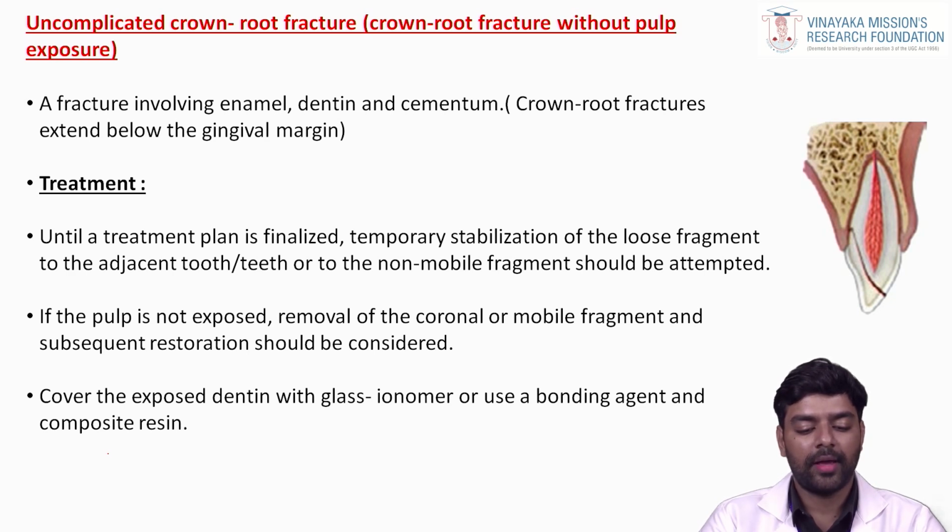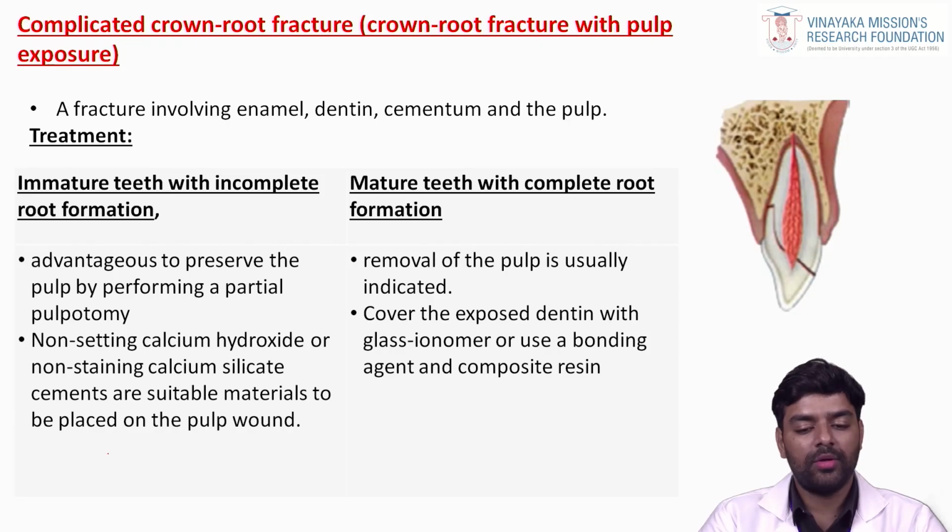If the pulp is not exposed, the removal of the coronal or mobile fragment and the subsequent restoration should be considered. Cover the exposed dentine with glass ionomer or use a bonding agent and composite resin. Then a fracture involving the enamel, dentine, cementum and pulp is called a complicated crown root fracture.